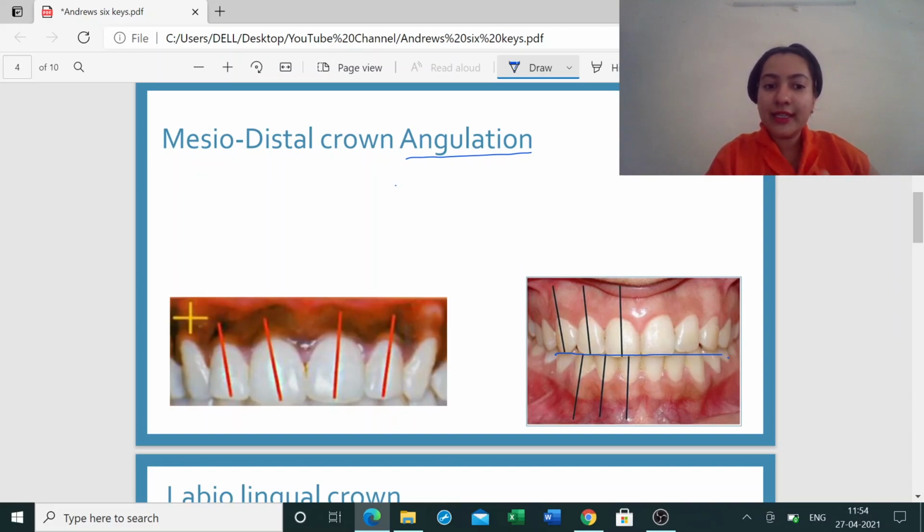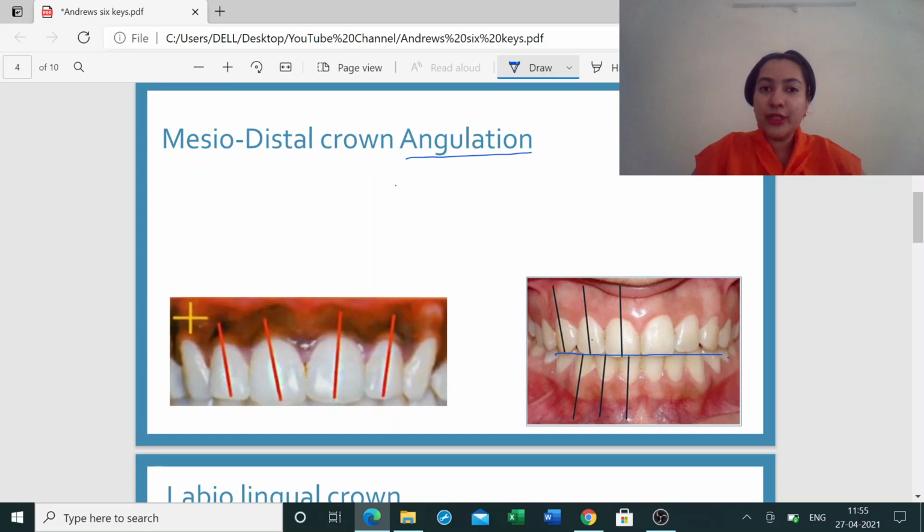So what he did, he made a line which is along the long axis of the crown. Okay, so it is known as LAC, the long axis of the crown. So a line is drawn through the long axis of the crown, and then that line is drawn perpendicular to the occlusal plane. So this angulation which you get is your mesiodistal crown angulation.